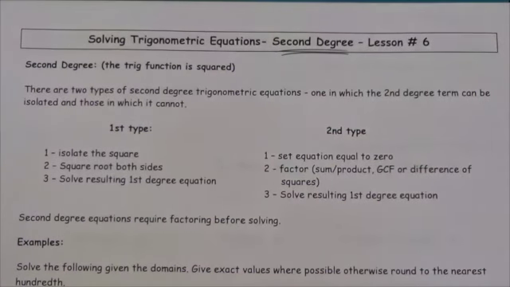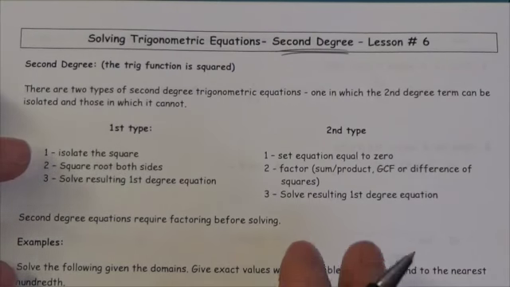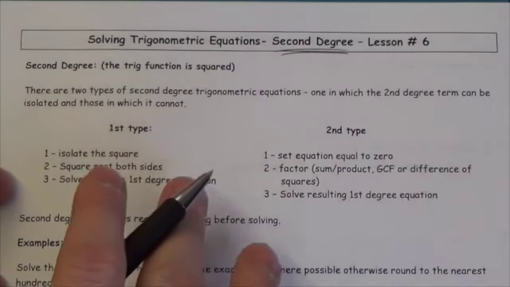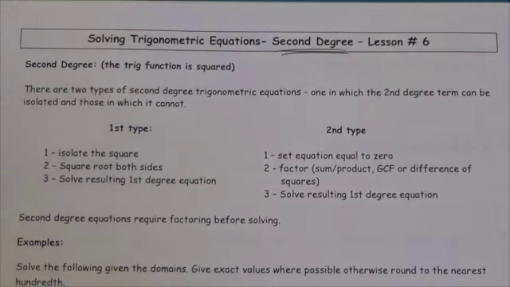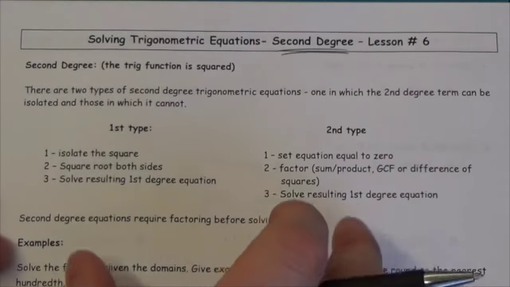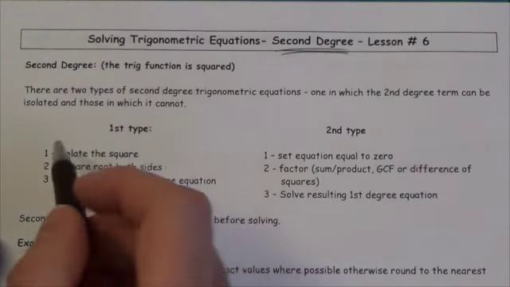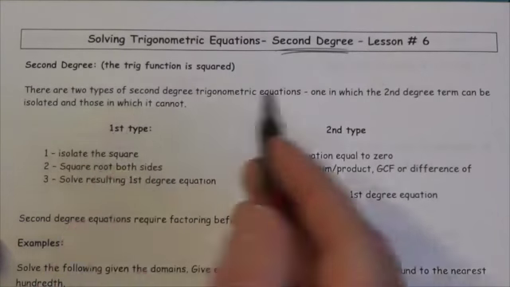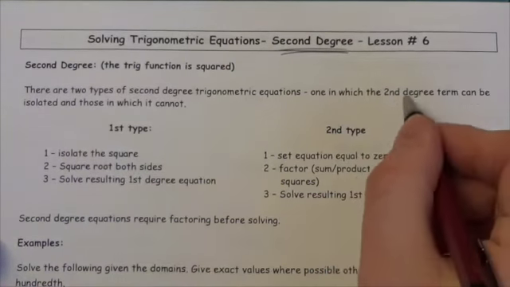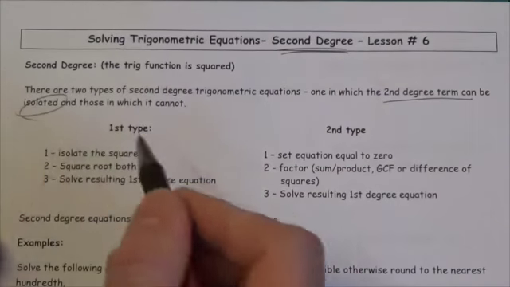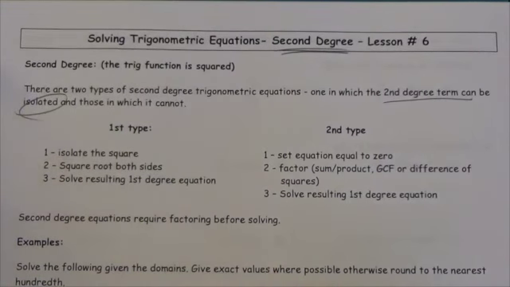Okay, so we're looking at squaring the trig functions here, which in essence takes these equations, and in the last lesson they were simple, what you might call linear functions. Now they're going to be quadratic functions in trigonometry. So as it says here, there are two types of second degree trigonometric equations, one in which the second degree term can be isolated, and others in which it can't.